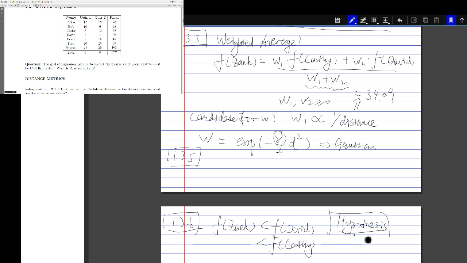Once we impose some kind of hypothesis, it will actually help us to differentiate the performance of different metrics or different algorithms that we choose to solve this problem. Okay, so that's how you do the kNN regression.